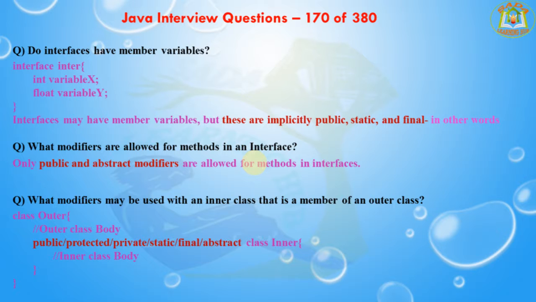The next question is, what modifiers may be used with an inner class that is a member of an outer class? An inner class may be declared as public, protected, private, static, final and abstract.